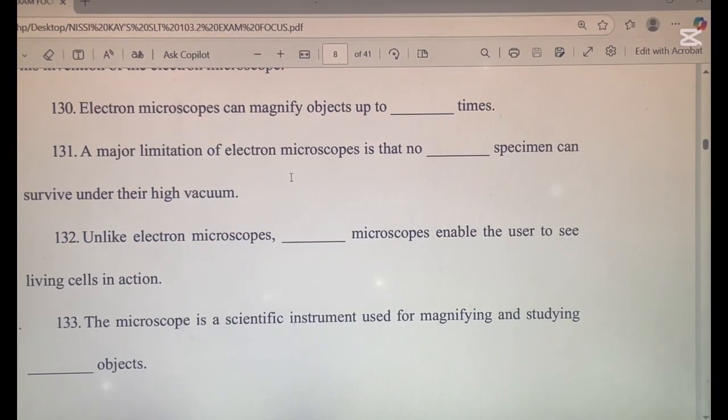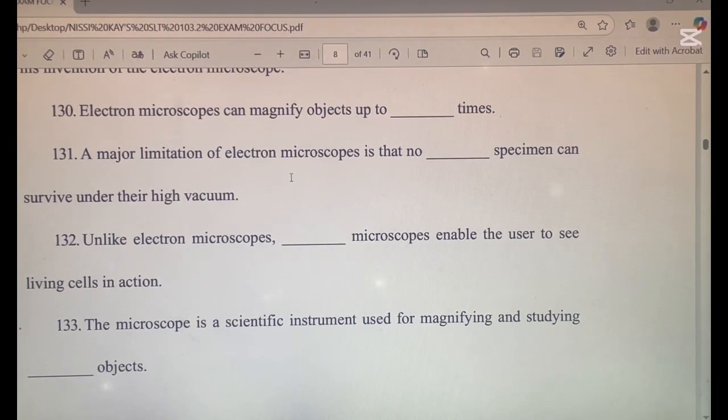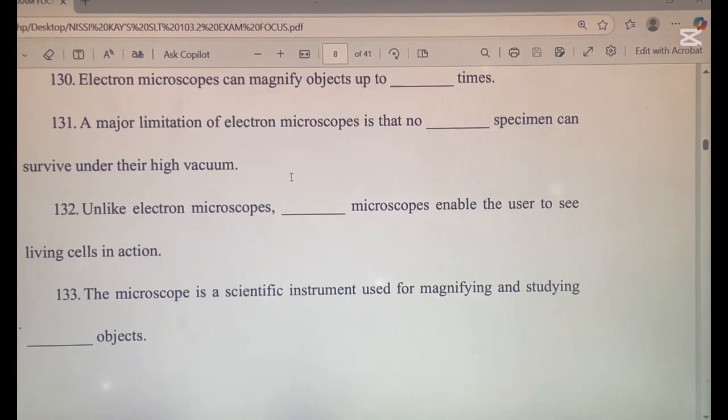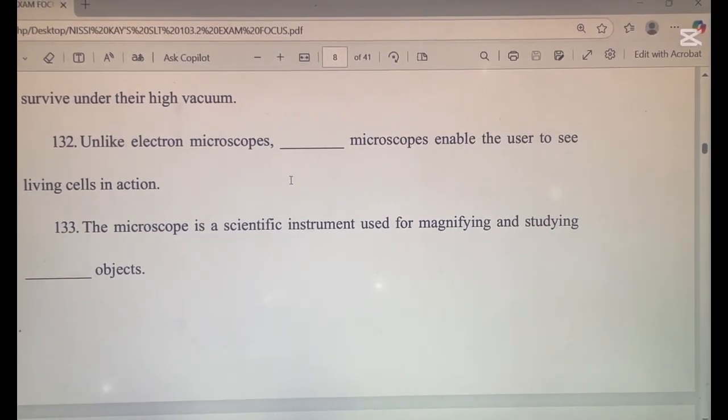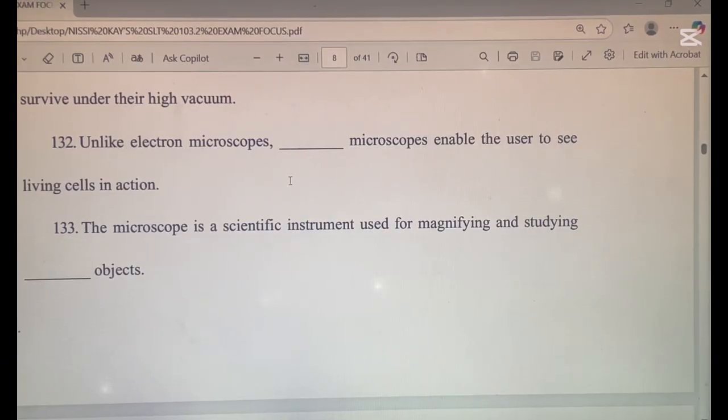Now, a major limitation of the electron microscope is that no living specimen can survive under their high vacuum. Unlike electron microscopes, light microscopes enable the user to see living cells in action, but you cannot see living cells in action when you use an electron microscope.